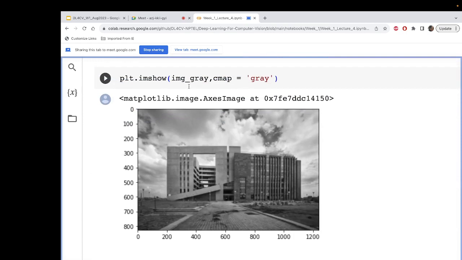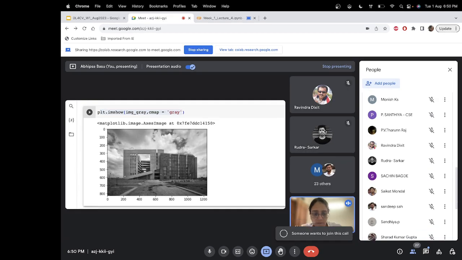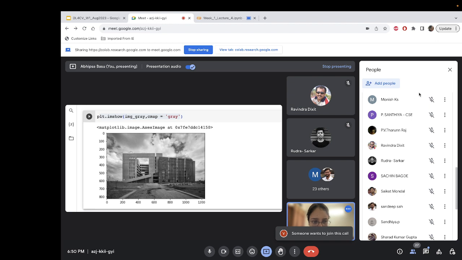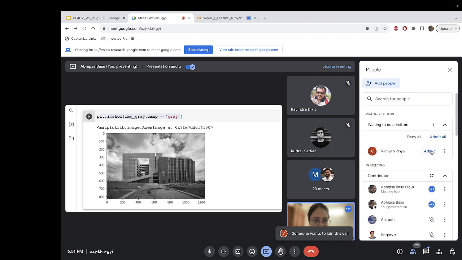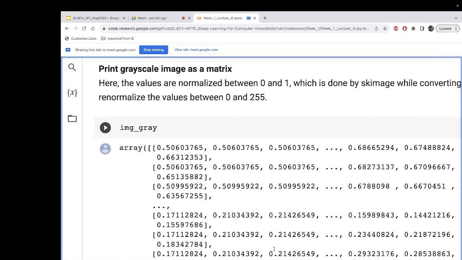So now next step is that let's look at the grayscale image. This image underscore gray contains the grayscale image, if you remember, and you just plot it, and this is what the result is. So the result is a gray image like this.